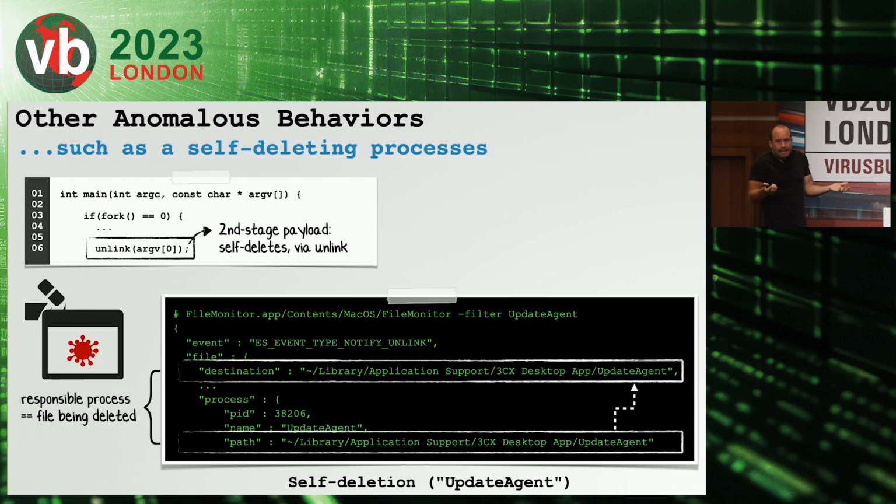As I mentioned, it's pretty easy to detect self-deletion. If you're monitoring file events and you see a deletion where the item that's being deleted is itself, that means self-deletion. So again, in that case, take a closer look.